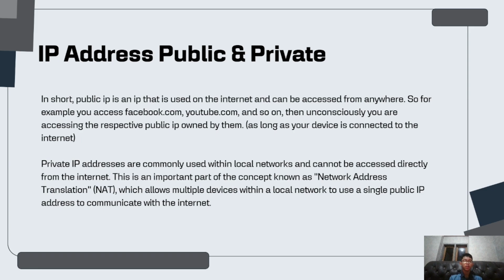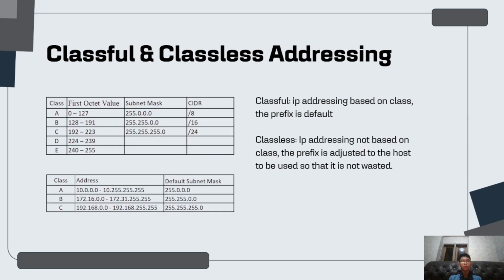Private IP addresses are commonly used within a local network and cannot be accessed directly from the internet. This is an important part of the concept known as network address translation (NAT), which allows multiple devices within a local network to use a single public IP address to communicate with the internet.